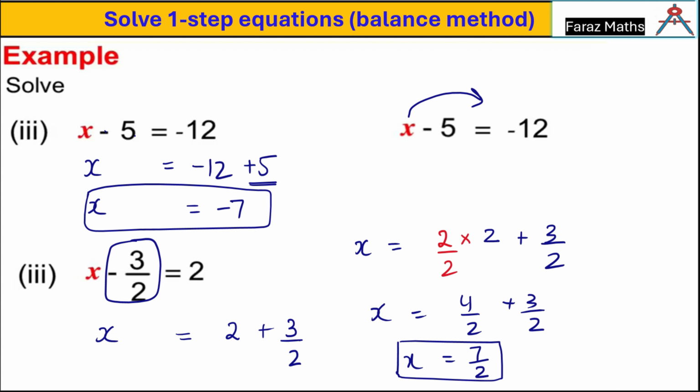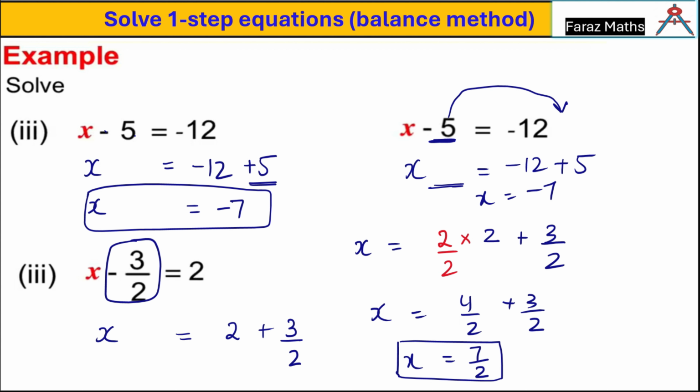One more important thing here: don't make x negative by moving it to the other side. You have to keep x positive on the left side. So the only way to do it is to move this negative 5 to the other side. This is the way we say we are moving negative 5 to the other side, but the original thing is that we are adding 5 on both sides. That's why this negative 5 will no longer be there, and it will look like this: minus 12 plus 5, and we will get this answer, x equals negative 7.